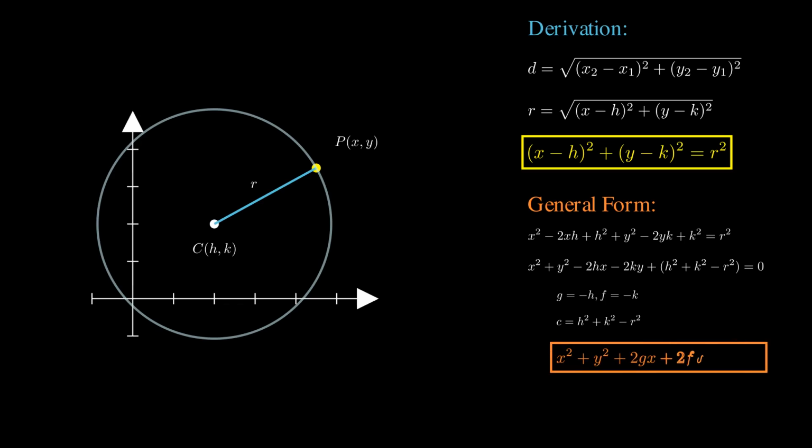This gives us the general equation: x squared plus y squared plus 2gx plus 2fy plus c equals 0. This is the general form of a circle's equation in Cartesian coordinates.